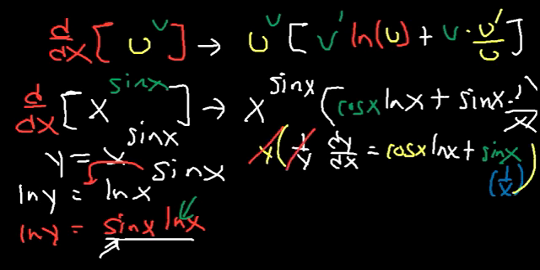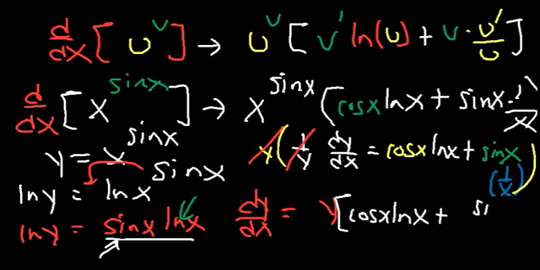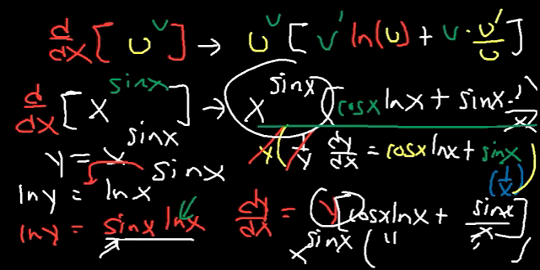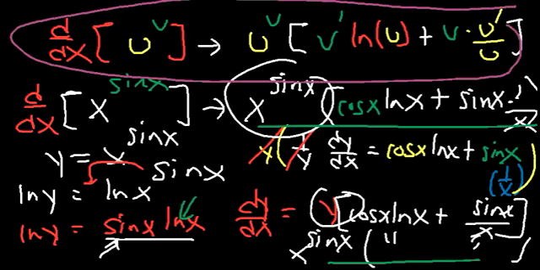So here it cancels. So dy dx is equal to y times cosine x ln x plus sine x divided by x. And then we can replace y with what it was, x sine x times everything we have on the inside. As you can see, the answer is the same. So for logarithmic differentiation, you can use the process, or you can use this equation to get the answer. Both ways will work.